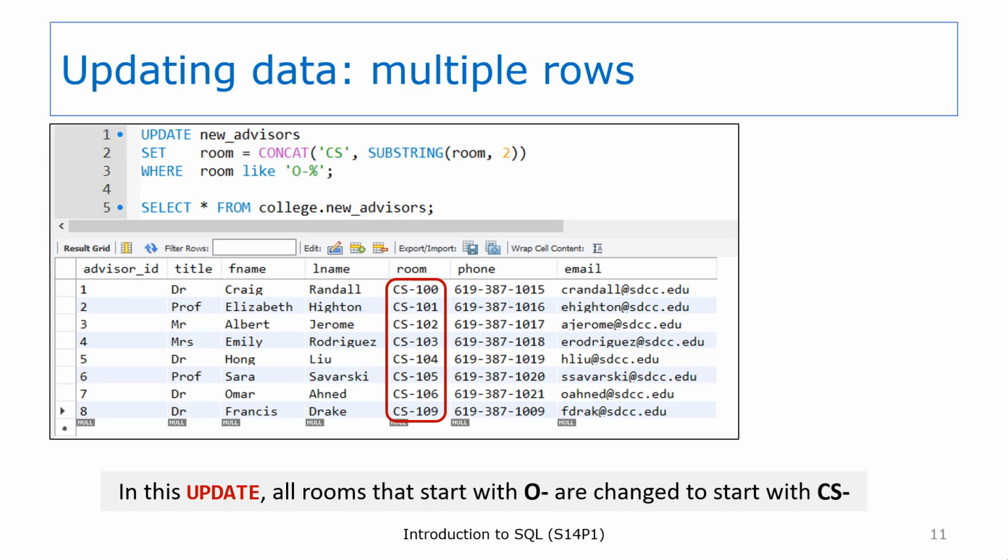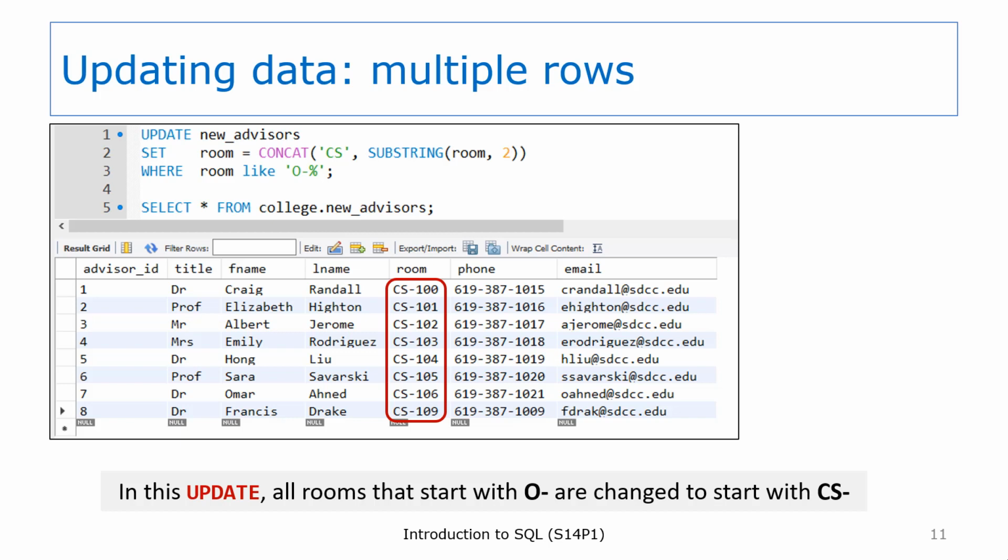In our final example, we'll look at an update statement that updates multiple rows. In this example, we are changing all of the advisor's room numbers. The current room numbers start with the character O-. We want to change the room numbers so that they start with the CS-. Perhaps a benefactor paid for part of the building, and now they want to name a wing of the buildings for themselves.